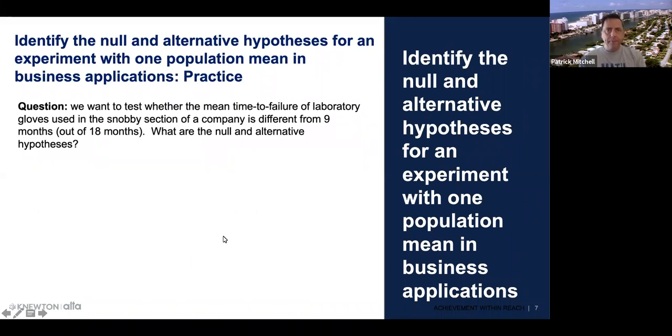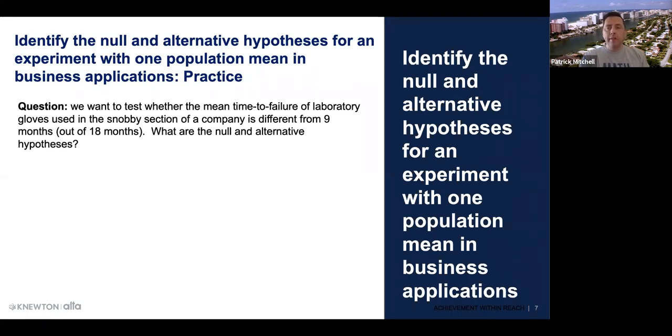Here's another example. We want to test whether the mean time to failure of laboratory gloves used in the snobby section of a company, that's cute, is different from 9 months. What are the null and alternative hypotheses? Okay, so the claim being tested is that these gloves don't last 9 months. They last some other amount of time. So there's really no feeling about whether they last less time or more time. Maybe we've started buying gloves from a different manufacturer and we don't really know if they're better or worse.